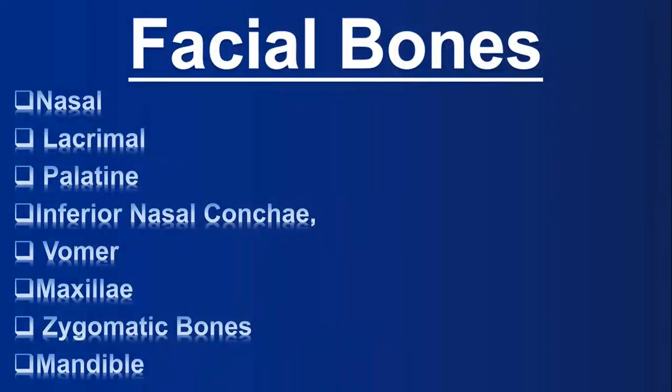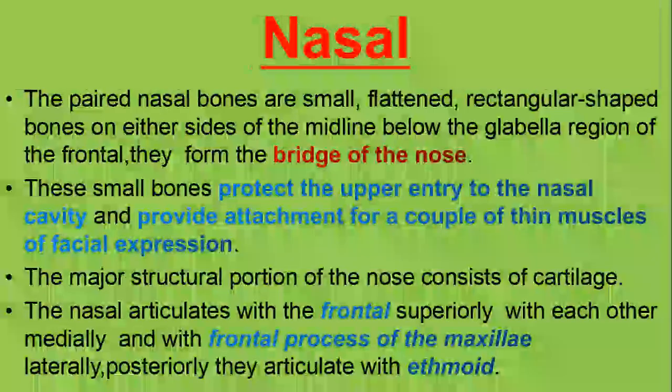The facial bones are the nasal, lacrimals, palatine, inferior nasal conchae, vomer, maxillary, zygomatic bones, and mandible. Starting over with the nasal bone, let's check about the nasal bone.